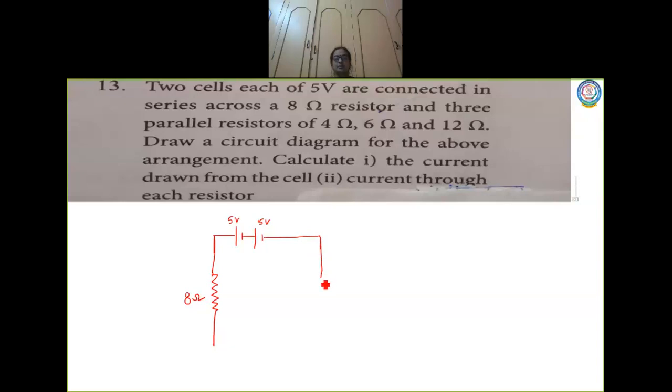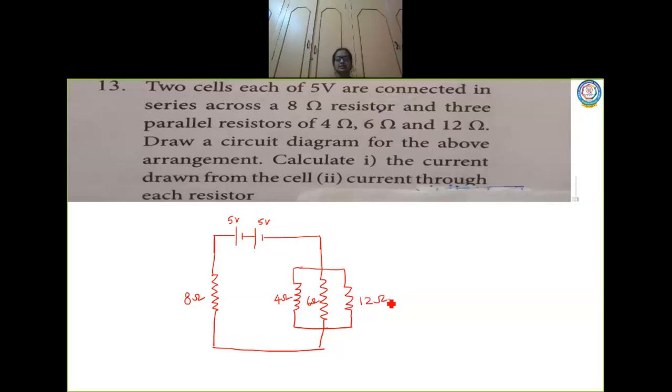So I have to draw 3 parallel resistors. So one I have drawn here. Let me close this circuit. The remaining 2 I will draw here. So this is one resistor connected here, and this is connected to here. So what are the values of these resistors? Let me write the value of this as 4 ohm, and here it is 6 ohm, and here it is 12 ohm. You understood the circuit diagram now?